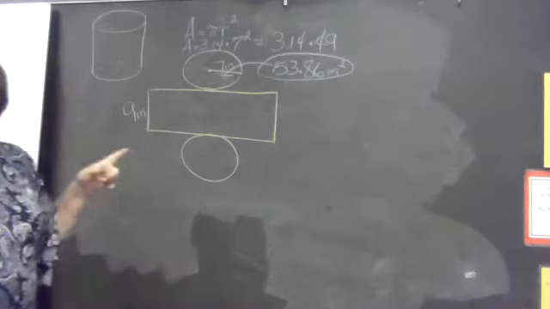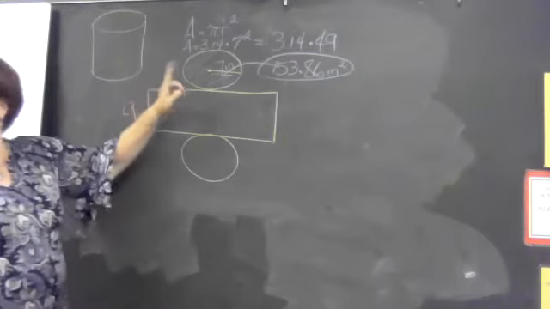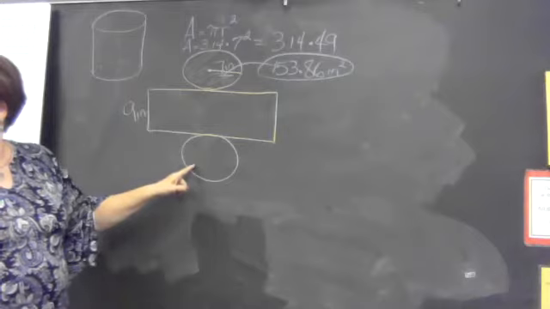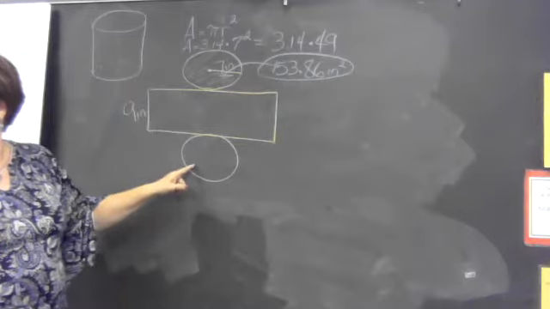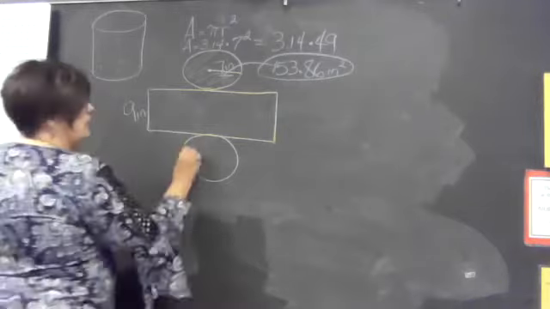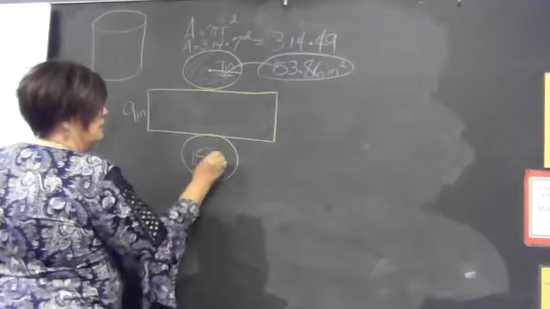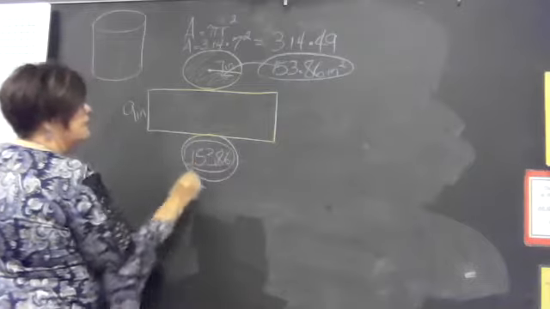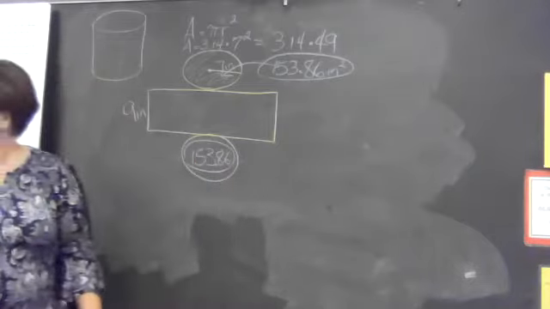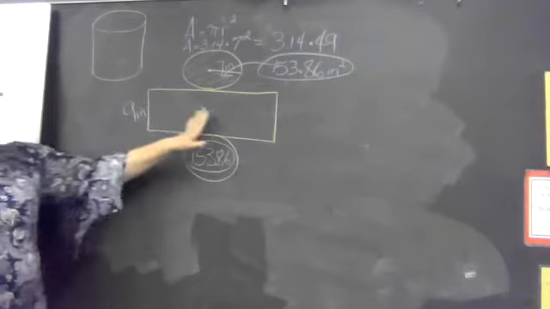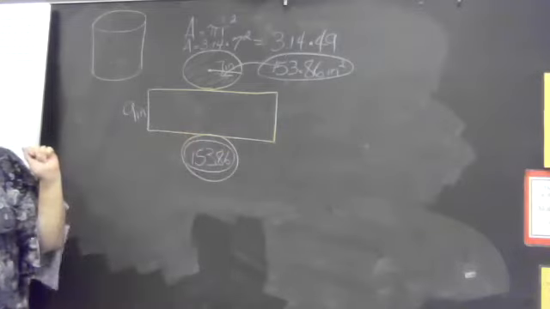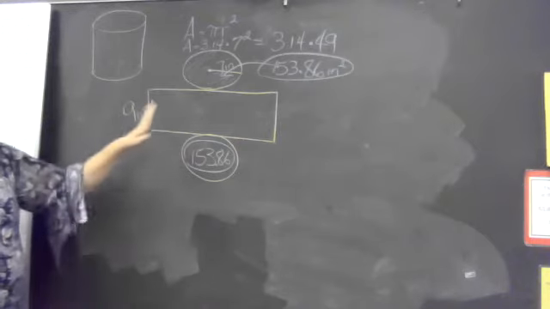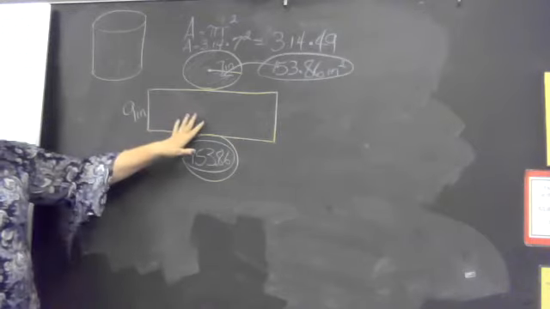Okay, if we found the area of the top of the soup can, the bottom should be the same area, right? Yes. So now we have 153.86 down here also. Now the challenge is finding the area of this rectangle, okay?